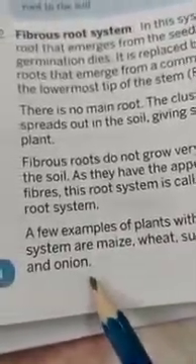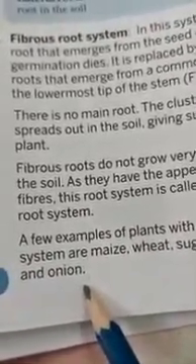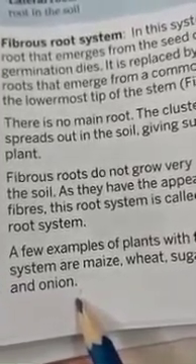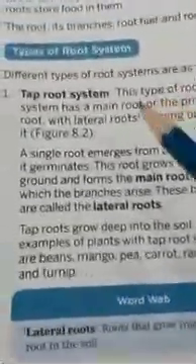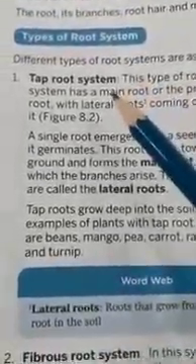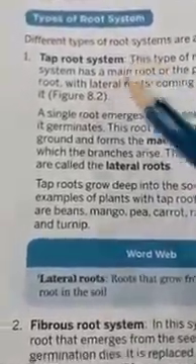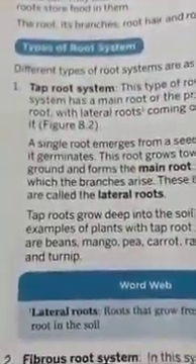Dear students, grass, maize, wheat, onion, rice are a few examples in which fibrous roots are found. So dear students, now you understood very well the difference between the tap root system and the fibrous root system. You have to read these paragraphs carefully.